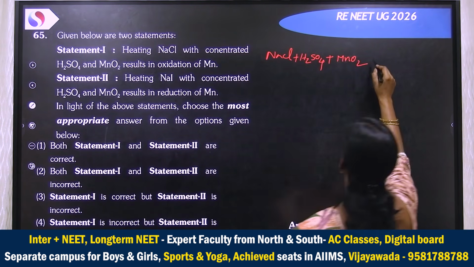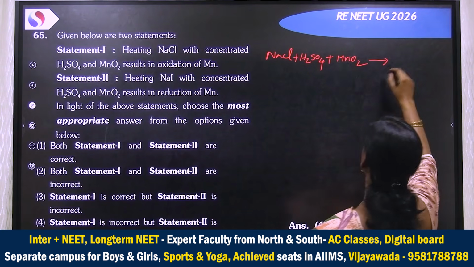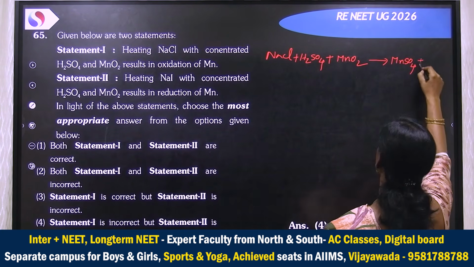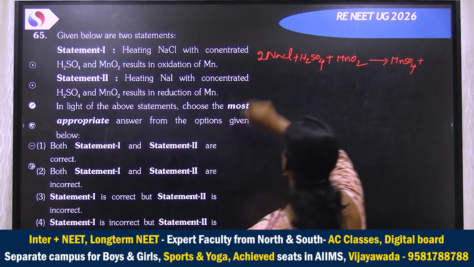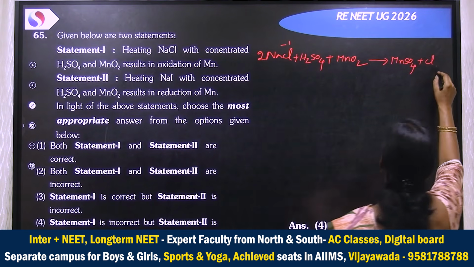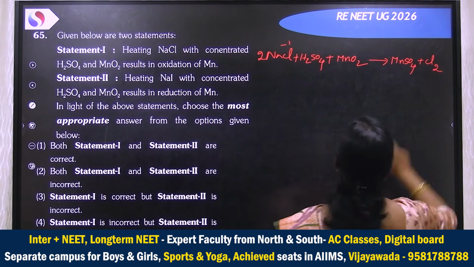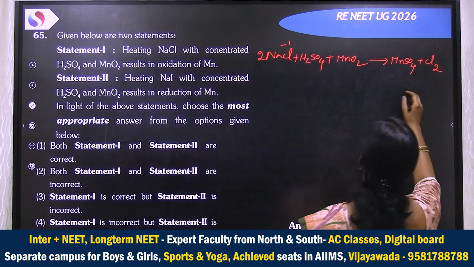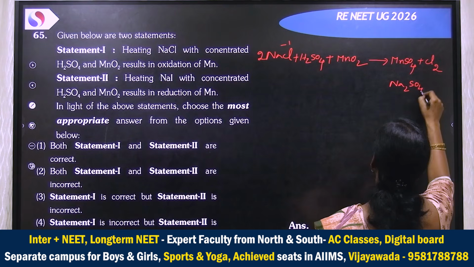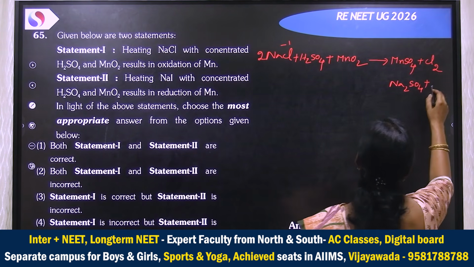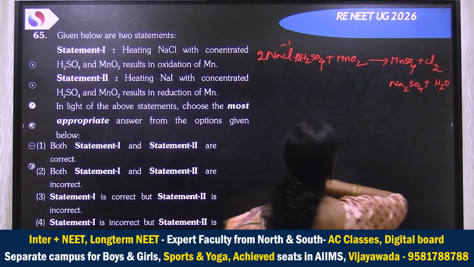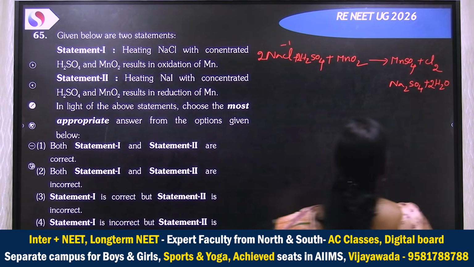What is the reaction? This MnO2 is converted into MnSO4 with sulfuric acid, plus 2 NaCl gives chloride ions, which are converted to chlorine gas Cl2, plus Na2SO4, because there are two sodiums, and the byproduct is water. So if we take 2 moles of H2SO4, then we get 2 moles of water.